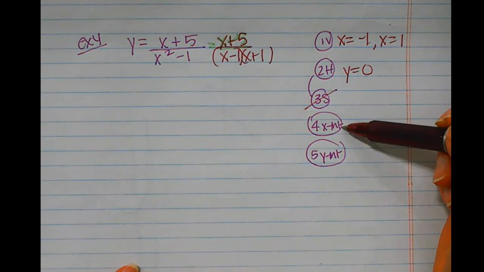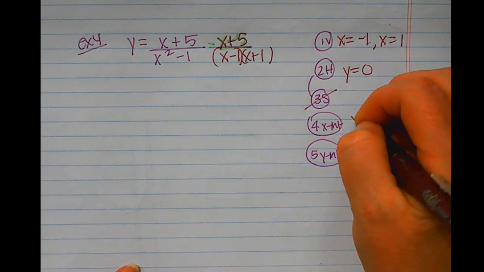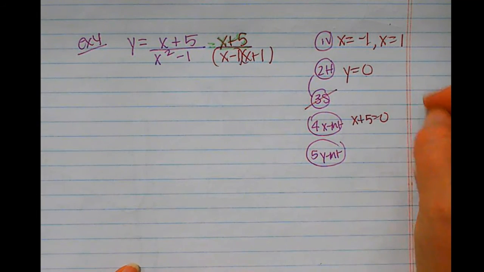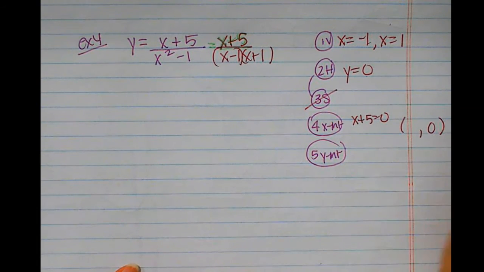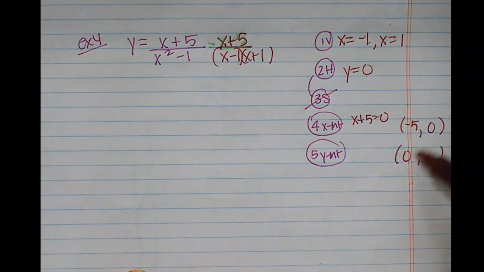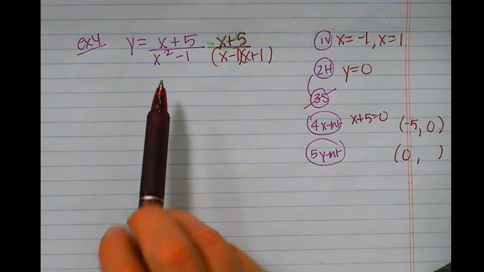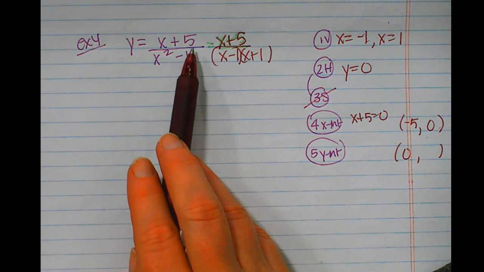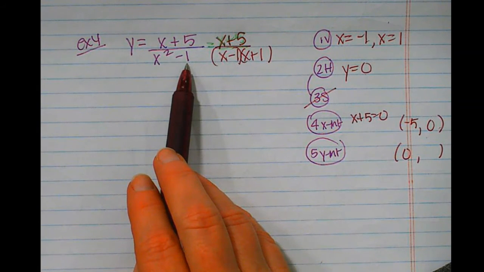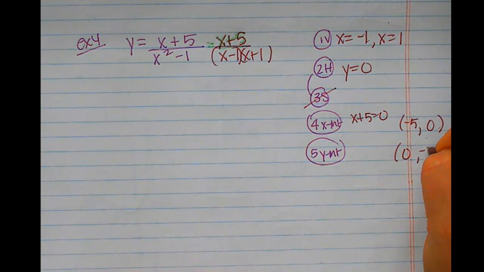How about x-intercepts? That's where we take the top, x plus 5, and set it equal to 0. Do we have any of those? That's 0 for y. What's the x value? -5, good. How about the y-intercepts? If we plug in 0 for x, so see how these are like opposite? If we plug in 0 for x, we get 5 over -1, so -5.